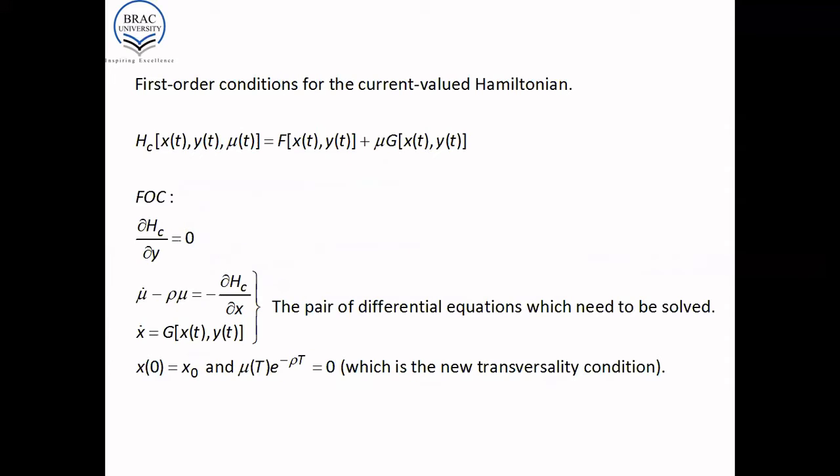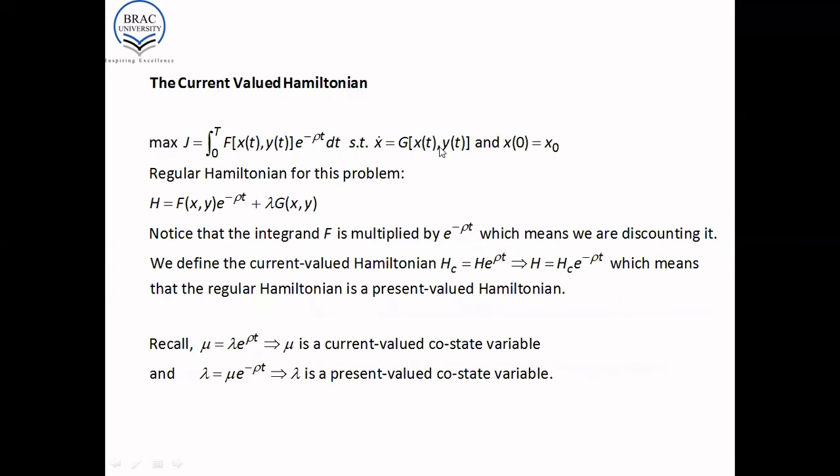The first order conditions for the current valued Hamiltonian are as follows. So this is the current valued Hamiltonian with a new co-state variable mu. The first order condition: del Hc by del y is equal to 0. So this is just like the first order condition of a regular Hamiltonian. But now we have a different pair of differential equations for the co-state and state variables. The differential equation for the state variable is the same, right? X dot is equal to g of x(t), y(t), which we get from here.